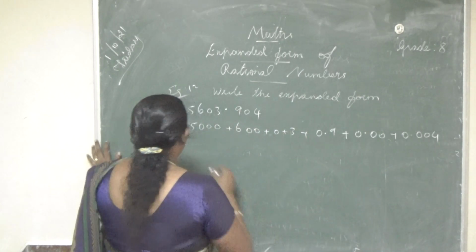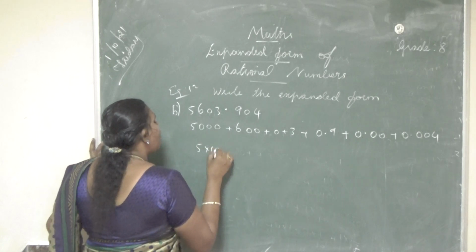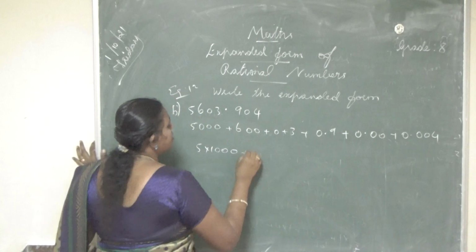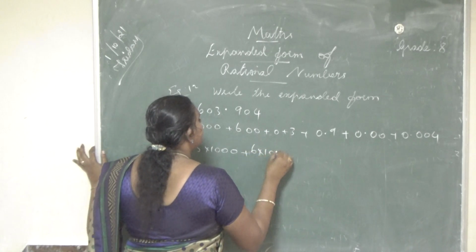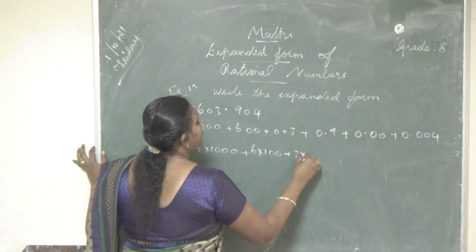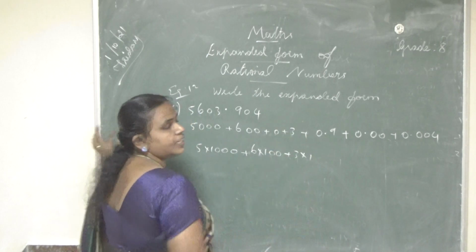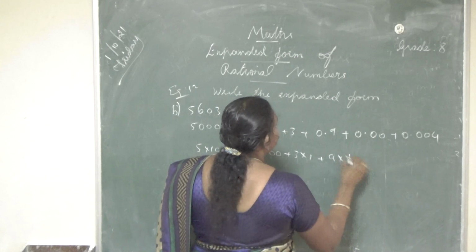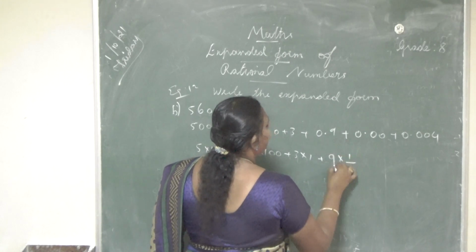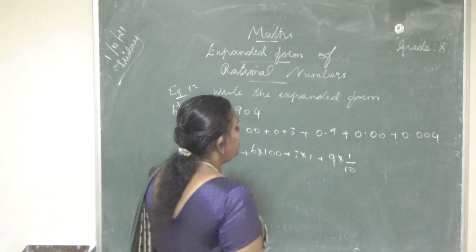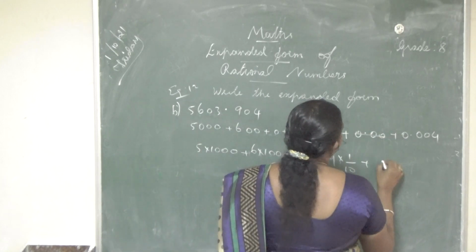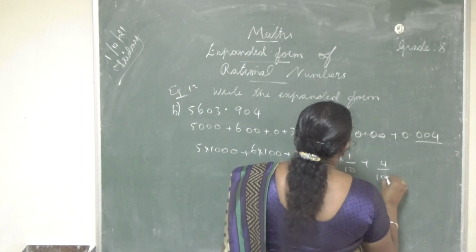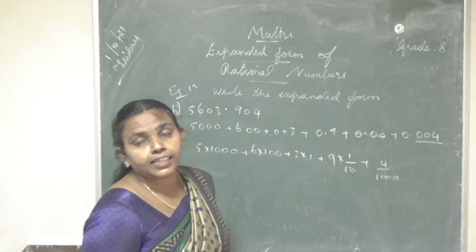So 5000 can be written as 5 into 1000 plus 6 into 100 plus 3 into 1. 0 into anything is 0, leave it. Plus 9 into 1 by 10. Plus 0, leave this. 4 by how many digits? 3, 1, 2, 3. Clear?